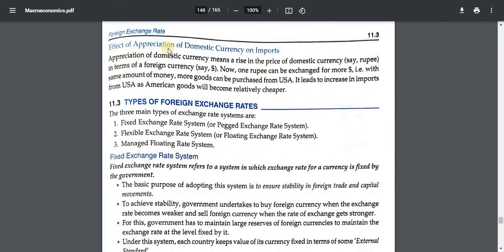Effect of appreciation of domestic currency on imports. Appreciation of domestic currency means a rise in the price of domestic currency, say rupee, in terms of foreign currency, say dollar. Now 1 rupee can be exchanged for more dollars, that is with the same amount of money more goods can be purchased from USA. It leads to increase in imports from USA as American goods will become relatively cheaper.